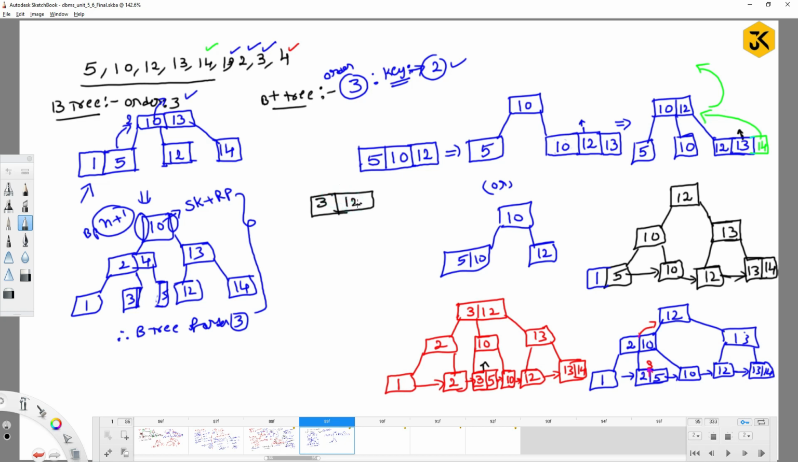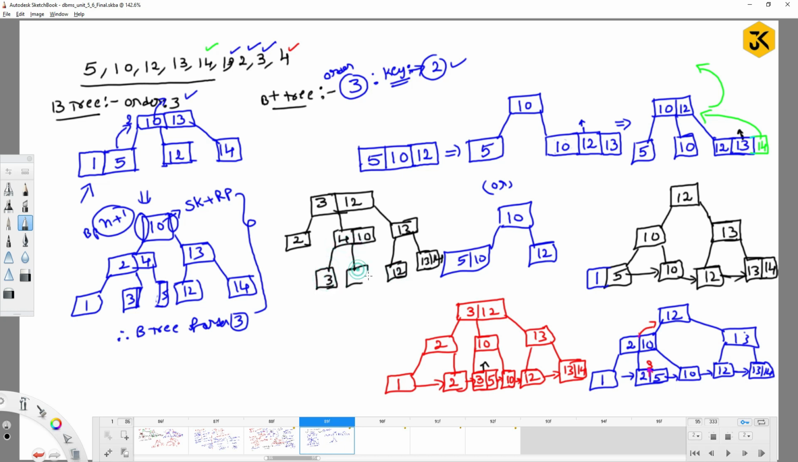3, 12, 2. Here it will be 4 and 10. It should be 13. Here it will be 13 and 14. And here it will be 12. And on the left side, you are going to have 3.